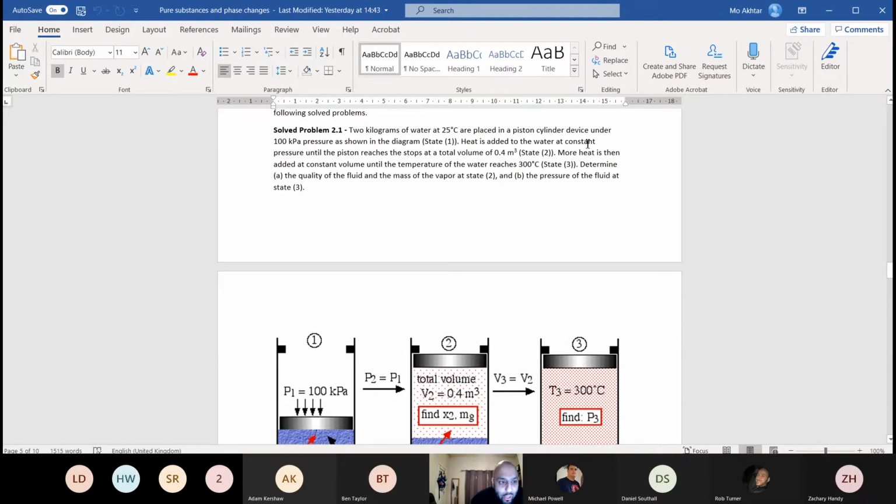Heat is added to the water at constant pressure until the piston reaches the stops at the total volume. I think it's just the wording here, sorry about that. It stops at the total volume of 0.4 meters cubed.